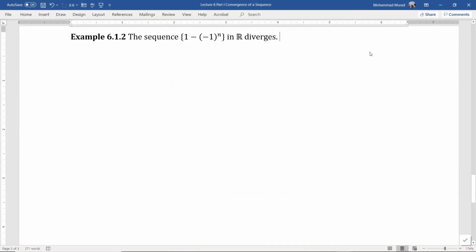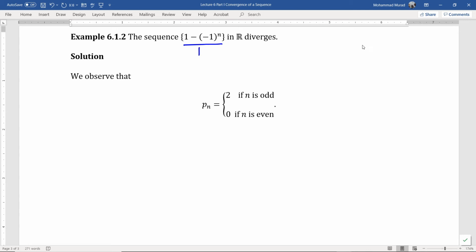Let's have a look at another example. The sequence 1 minus negative 1 to the n in R diverges. We first observe that if we define the terms of this sequence as p sub n, then p sub n is equal to 2 if n is an odd positive integer, or p sub n equals 0 if n is an even positive integer.